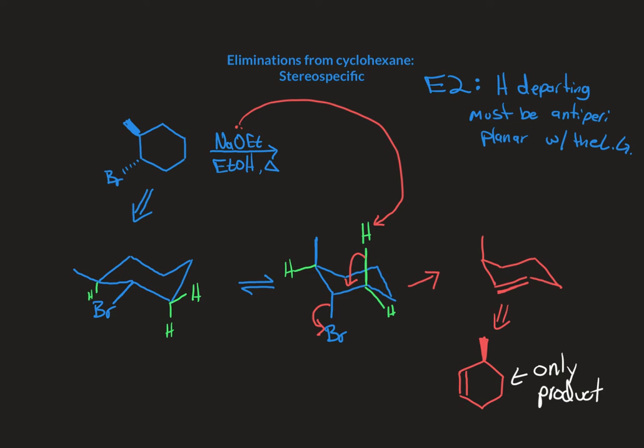Because of chair conformations, this hydrogen can never be antiperiplanar to this bromine. And so this is the only hydrogen that can be eliminated from this reaction. It's also important to note that the most stable chair conformation with bromine equatorial is entirely unreactive in an E2 elimination. The leaving group has to be in the axial position for an E2 reaction to take place.